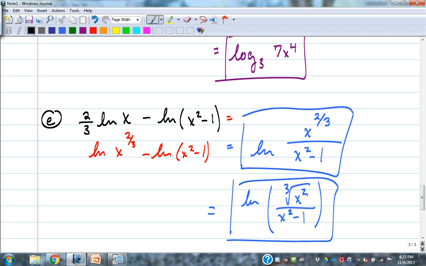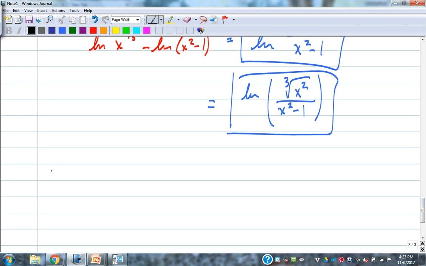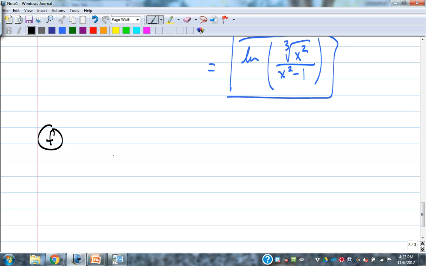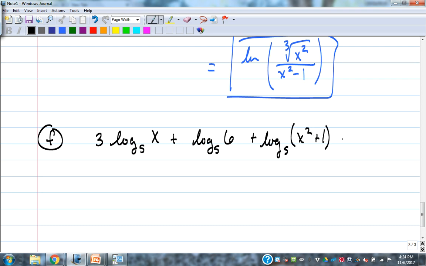All right. There's condensing a couple. Let's do this one. A little bit more going on in this one. So we had 3 log base 5 of x plus log base 5 of 6 plus log base 5 of x squared plus 1 minus log base 5 of x minus 3.